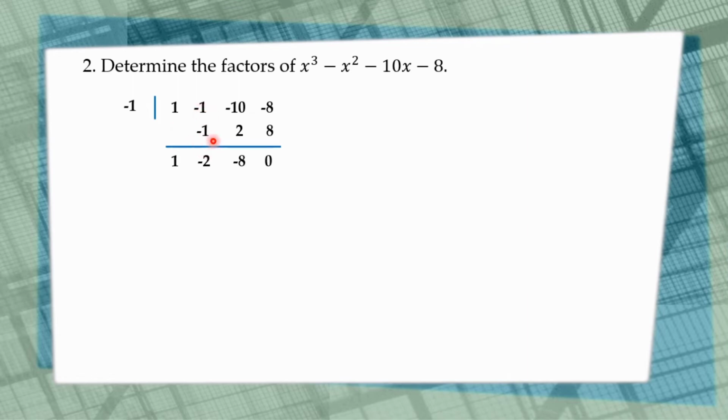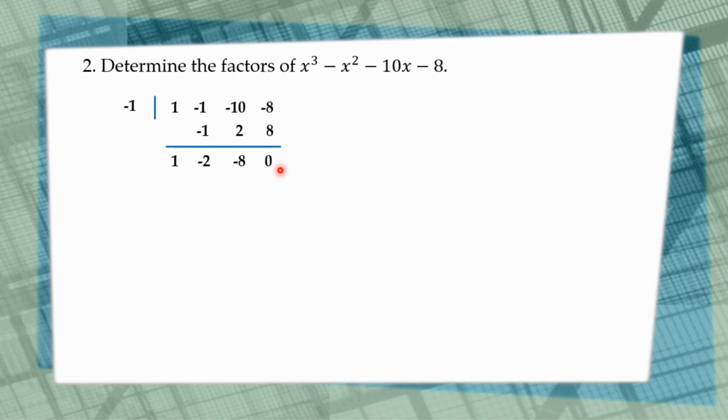-1 plus -1 equals -2. -2 times -1 equals 2. -10 plus 2 equals -8. The -8 times -1 equals 8. -8 plus 8 equals 0.